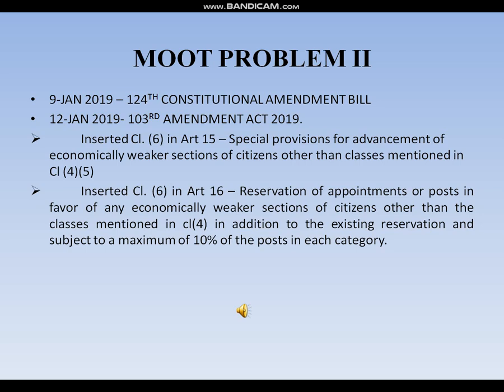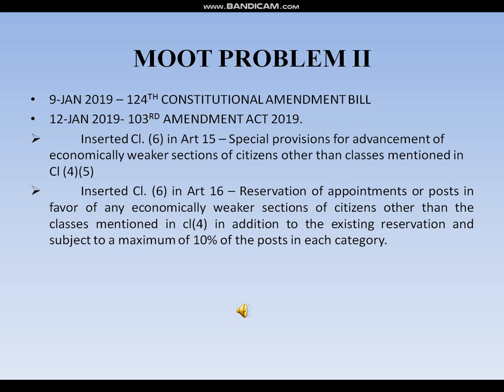And also, if you go through the bullet points, you will not find the details, but do go through the Moot Problem. There is an extensive clause. So Clause 6 further says that it would be 10% in addition to the existing reservation. So whatever reservation is given in 4 and 5, now in addition to that, 10% will be given for economically weaker sections of the citizens.